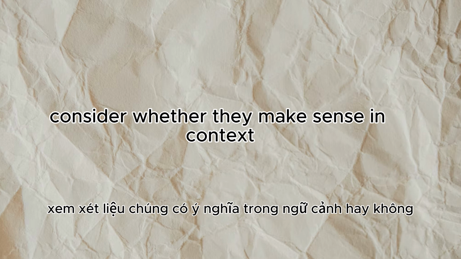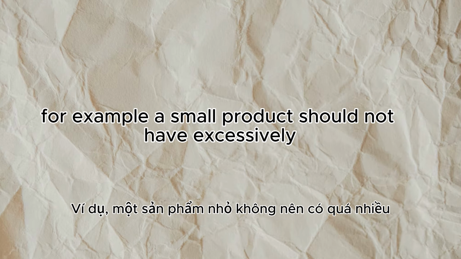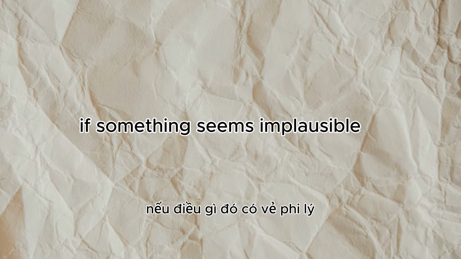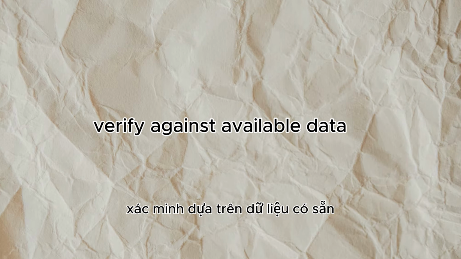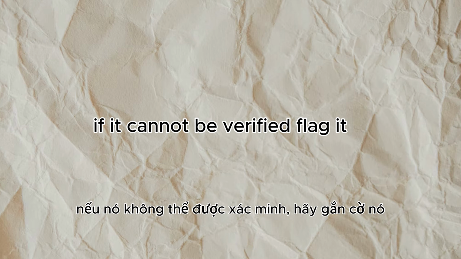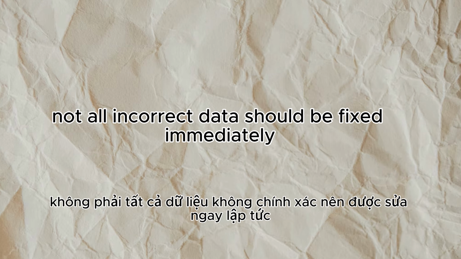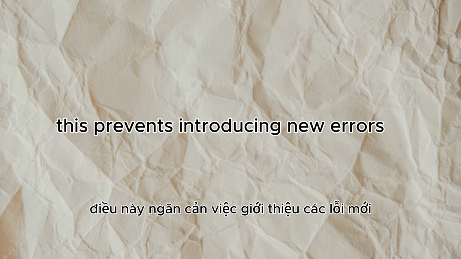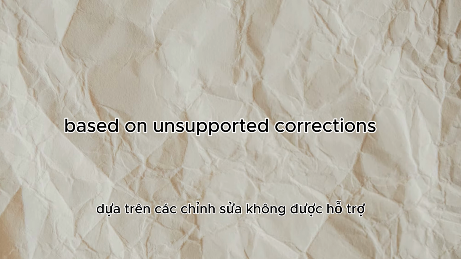When reviewing dimensions, consider whether they make sense in context. For example, a small product should not have excessively large dimensions. If something seems implausible, verify against available data. If it cannot be verified, flag it. It is important to note that not all incorrect data should be fixed immediately. Only fix when there is clear confirmation. This prevents introducing new errors based on unsupported corrections.